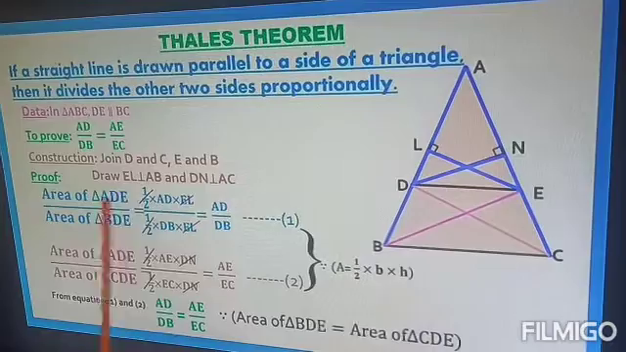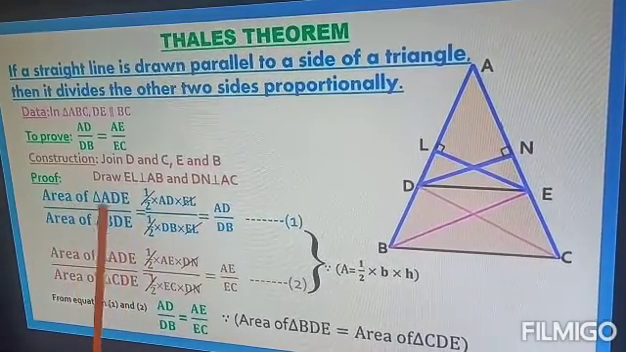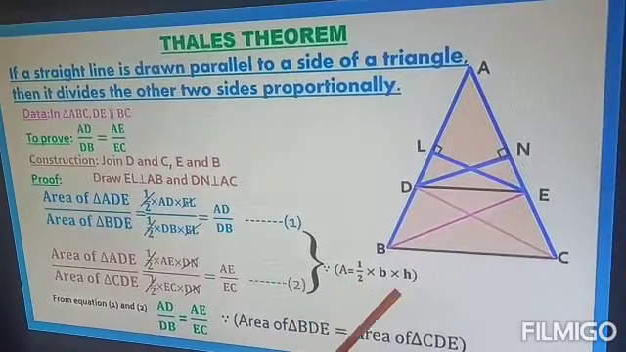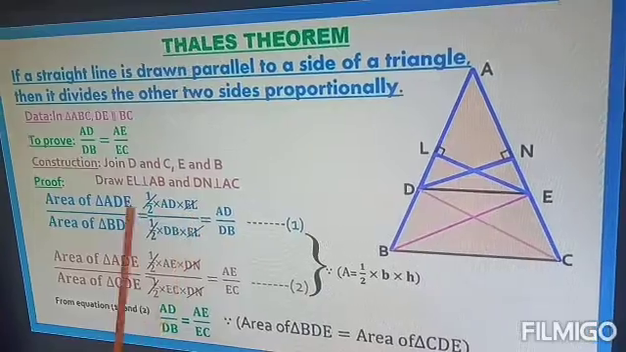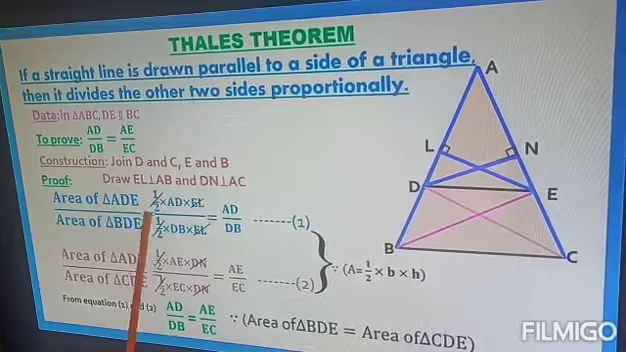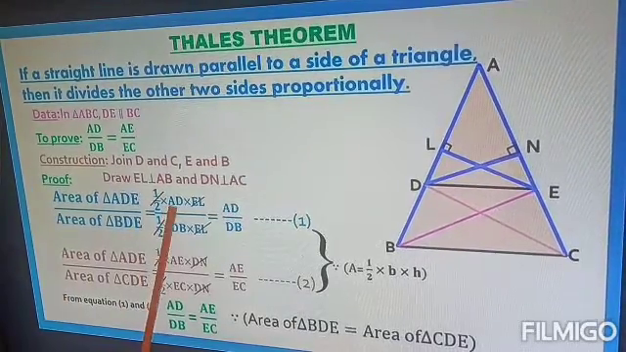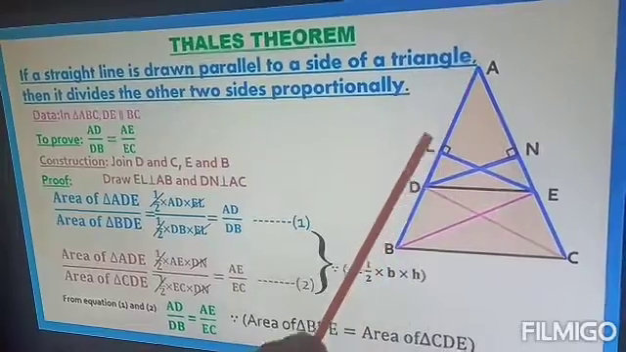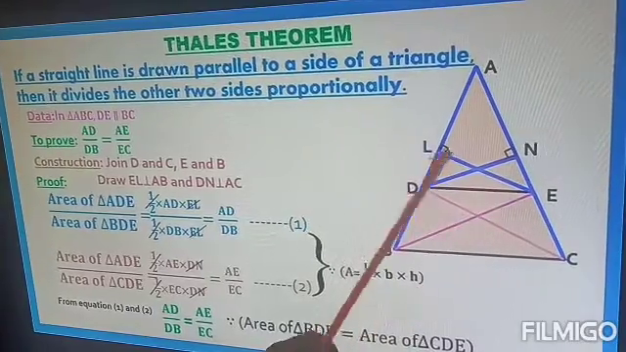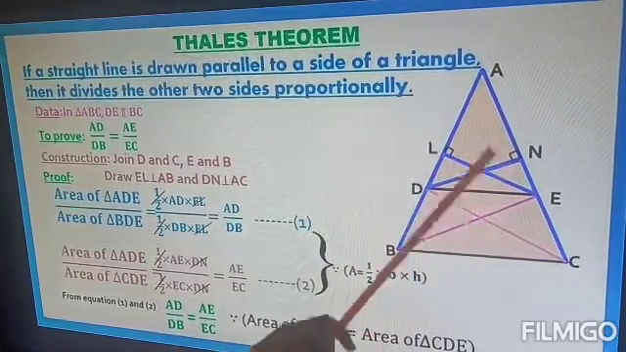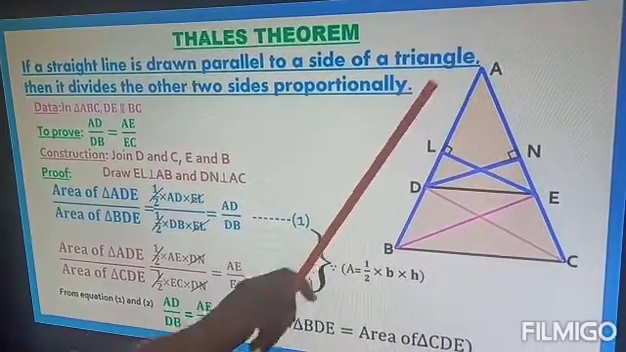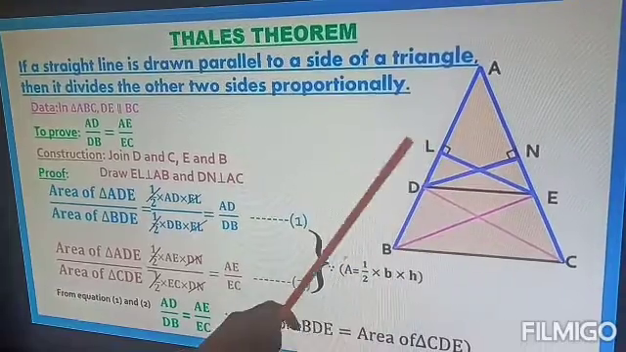In these two triangles, what is the area of the triangle? Half into base into height. According to this area formula of a triangle, half will be constant as it is. Base is AD, and EL is the height. A perpendicular line means that is the height. If we take triangle ADE, the base is AD and the height is EL.